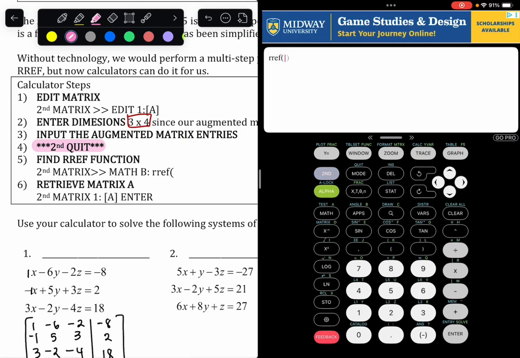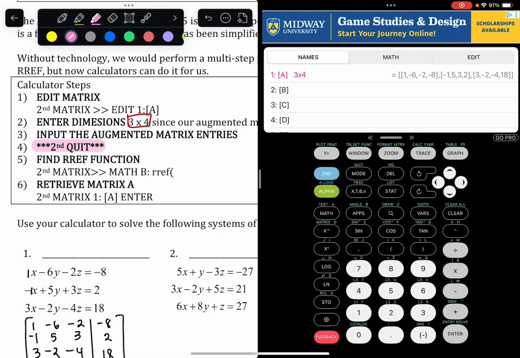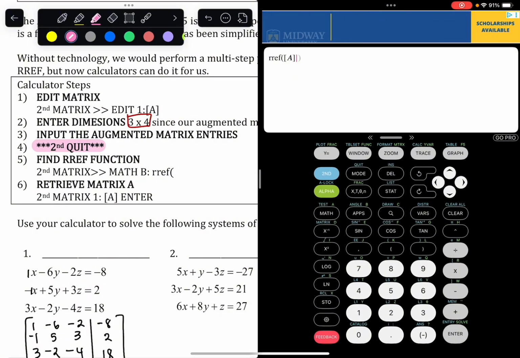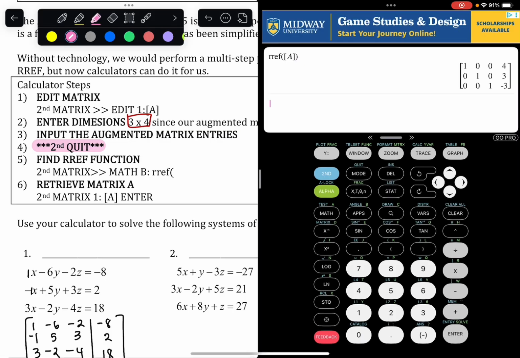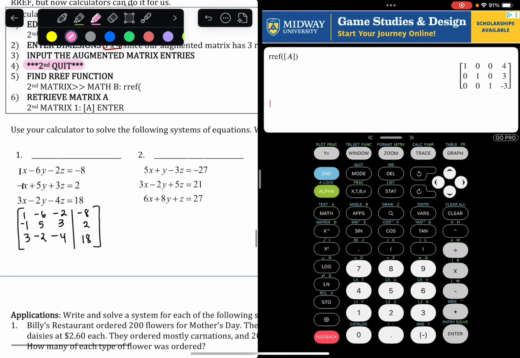And then your last step is to press second matrix again. It's kind of like your home screen. And then just choose option 1 because that's where our matrix is, matrix A. Press enter. And so we can see our reduced row echelon form has ones on the diagonal and 0s everywhere else. And so our solution is 4, 3, -3.